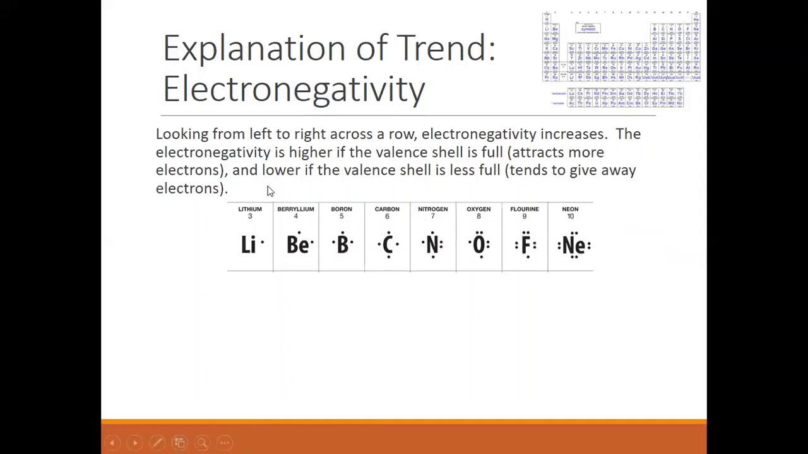On the contrary, at the beginning of the row, the group 1 elements only have one valence electron. So it's really likely to give that away. So that's going to show that you have a very low electronegativity because it doesn't want to take in any more. In fact, it really just wants to get rid of that one.